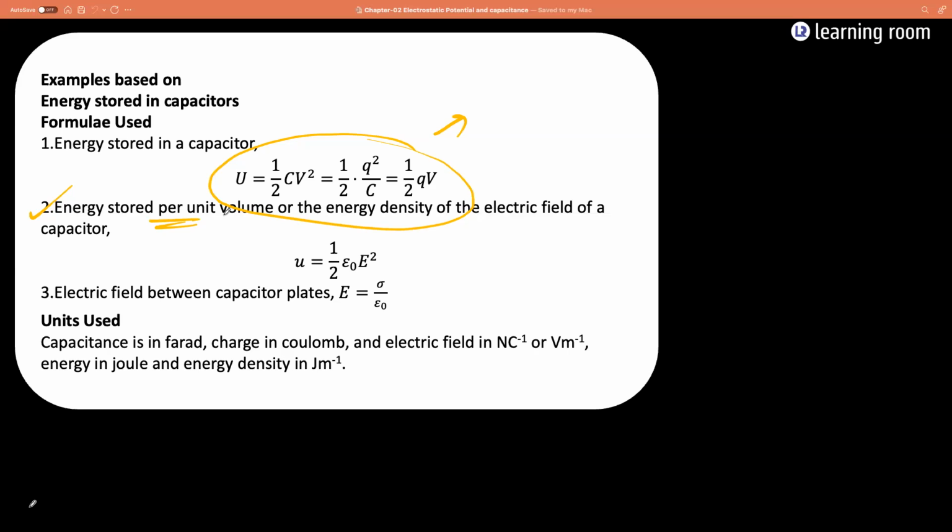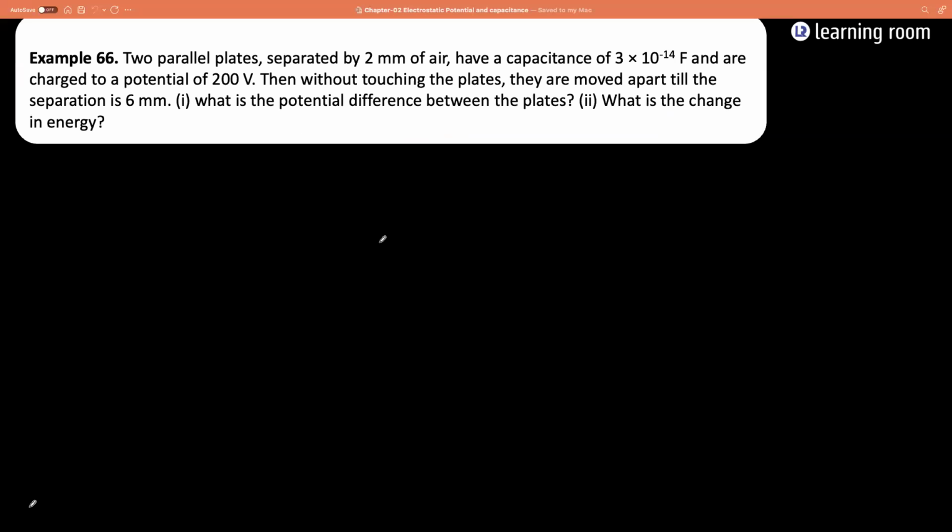Next is energy stored per unit volume. That is the energy density of the capacitor, which is going to be half epsilon naught E square. Similarly, the electric field between the plates of the capacitor is going to be sigma divided by epsilon naught. So these are the 3 points that we need to make a note of. What is energy density? Energy stored per unit volume inside a capacitor is half epsilon naught E square. Okay, so based on this, let's do some problems.